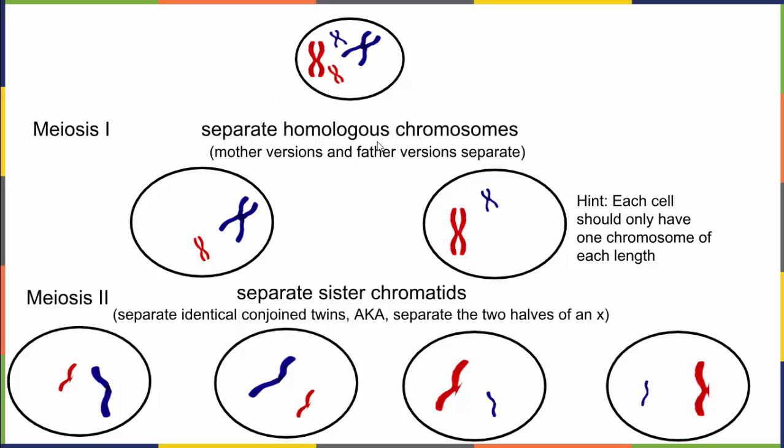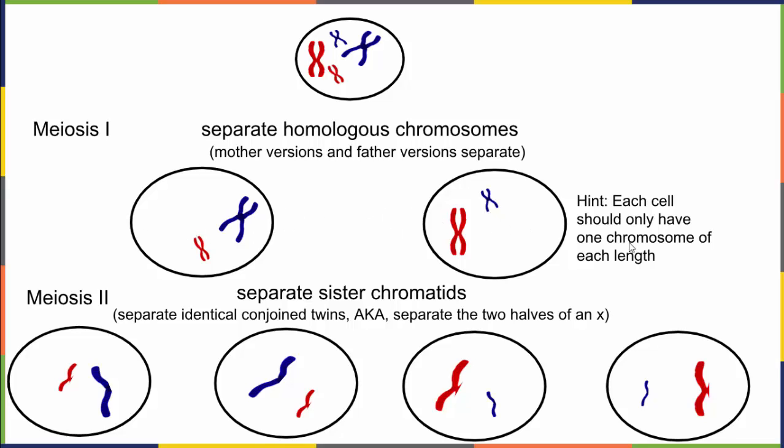We separate the mother and father versions of each chromosome. So if we're looking at the big chromosome, we want to make sure that the red big goes in one direction and the blue big goes in the other. So we just happen to have the big blue went left, the big red went right, and for the small ones, we want to make sure we separate that mother and father version. So we want to make the small red go one way and the small blue go the other way. So that's how we separate homologous chromosomes.